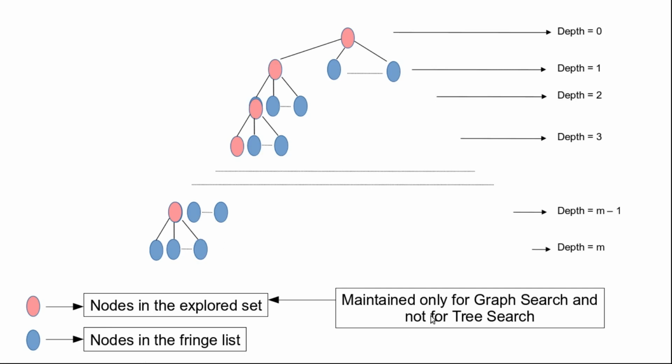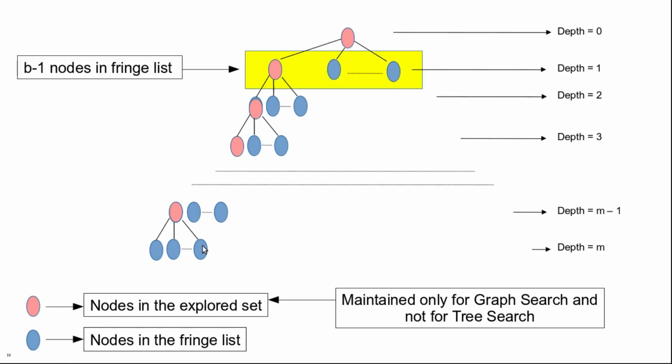The fringe list will be maintained both by the graph search and the tree search algorithm, because it tells us what are the next possible nodes for expansion. Now if we try to count how many nodes there are in the fringe list, that means the total number of blue colored nodes, then we would see that at depth 1 there are b-1 blue colored nodes, because the branching factor is b.